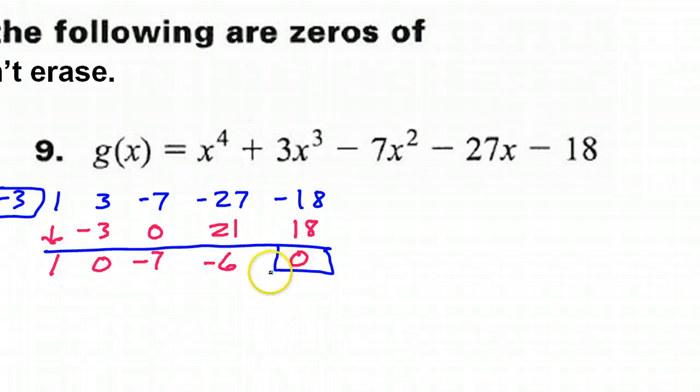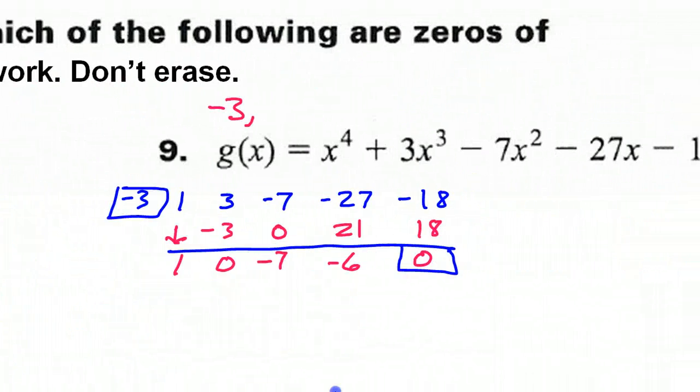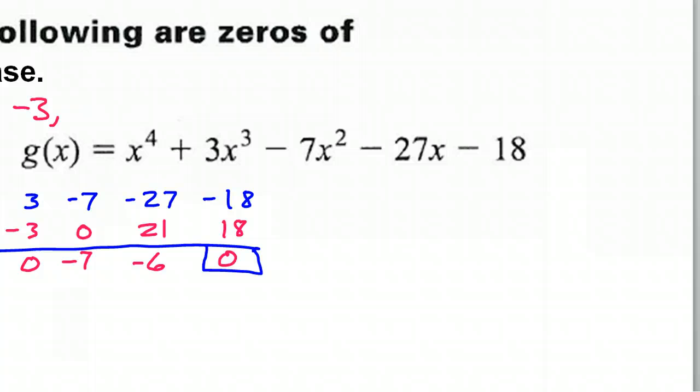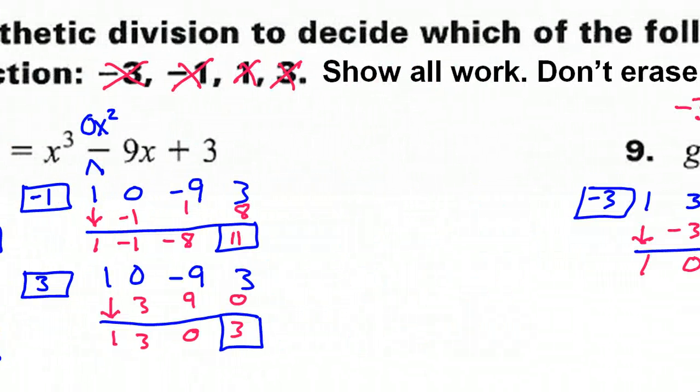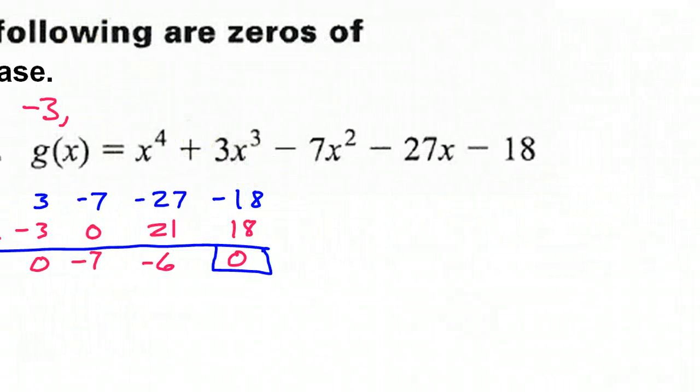Oh look, we have a winner! Ding ding ding! Okay, so I'm just going to start my list up here. So negative 3 is a 0. Let's see, how did they word this? Alright, which of the following are zeros? So I'll just put the zeros in a box. So negative 3 is 1 so far. But we have to check all 4 of these values. Okay, negative 3, negative 1, 1, and 3. Okay, so there's negative 3, so let's do negative 1.